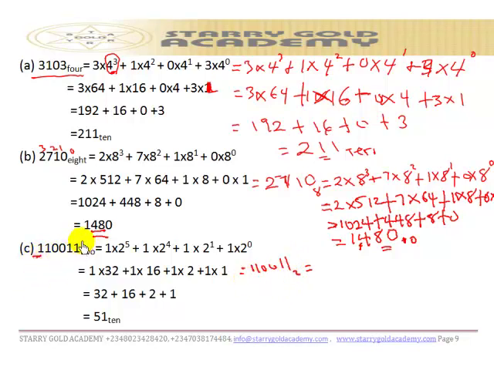So how do we get our powers? From unit 0, tens 1, 100 2, 1,000 3, 10,000 4, 100,000 5. So we have 1 times your base, that's 2 raised to power 5, plus 1 times your base raised to power 4, plus 1 times your base raised to power 1, plus 1 times your base raised to power 0.